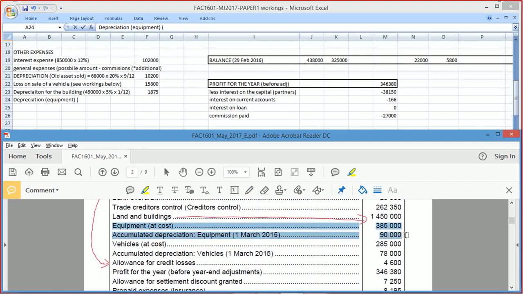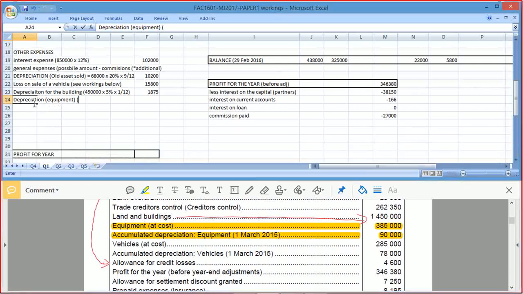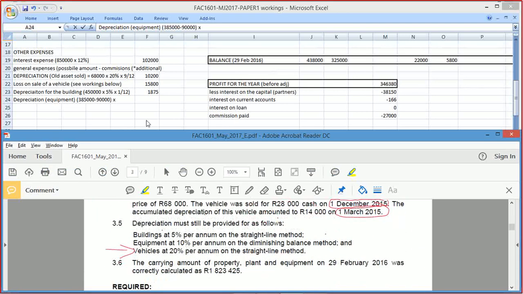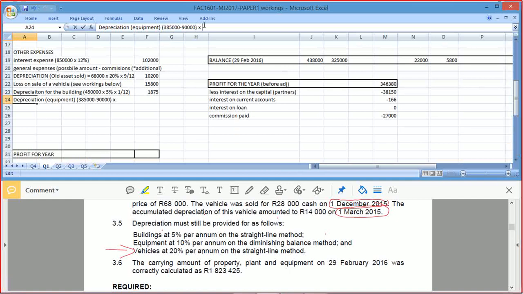The equipment. Okay, so equipment, 385,000 minus 90,000 gives you the carrying value. 385 minus 90,000, close brackets, times, what is the rate of depreciation? It was 10% diminishing balance. 10% diminishing balance, correct. You just times by 10%. Okay, and there's your next bit that you have to disclose, equals that amount.